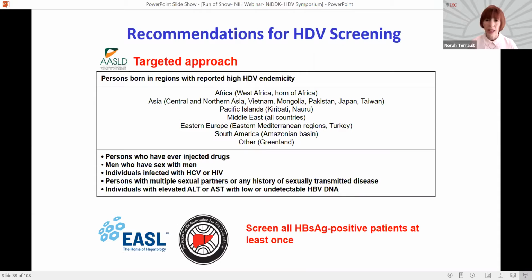And I think that we all are coming to understand that targeted screening fails in instances because people are not aware of the risk profiles that need to be screened, and that even individuals may not be forthcoming about their risks. And so therefore, this concept of screening all hepatitis B surface antigen positive patients once, I think is certainly gaining traction and is one that I think is necessary if we're trying to get more individuals identified. Next.